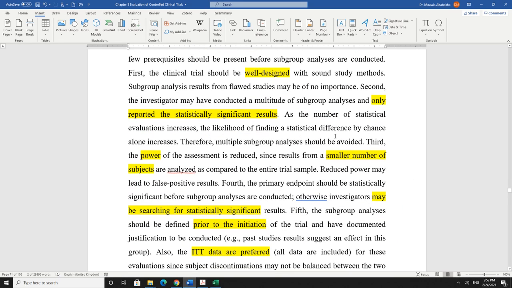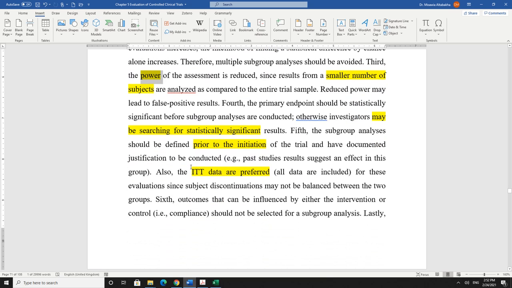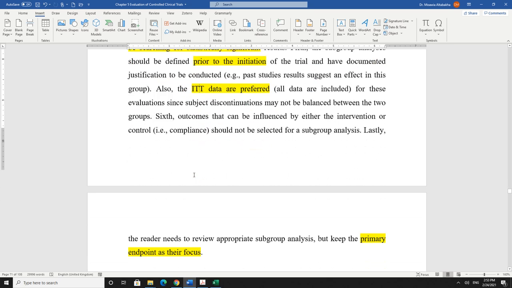Also a very important thing: when you do subgroup analysis, of course you are using a smaller number than when you do the whole group analysis. So what happens to the power? It gets reduced. Okay. Also it's preferable to be analyzed using ITT, especially when you do subgroup, because you have a problem that the withdrawal in one subgroup might be more than the other one. So you need to do ITT analysis rather than PP, per protocol analysis.